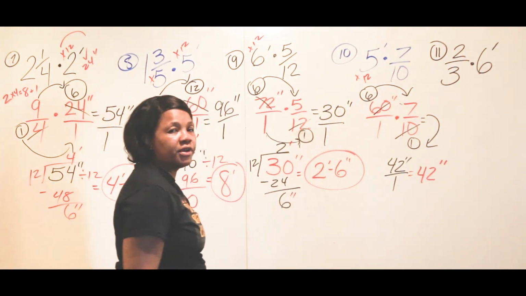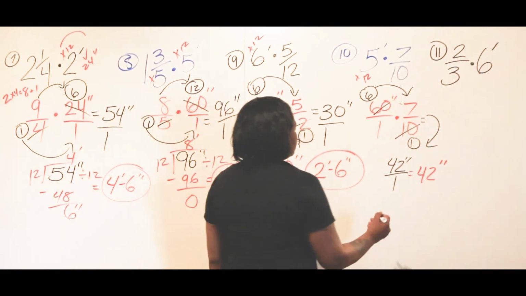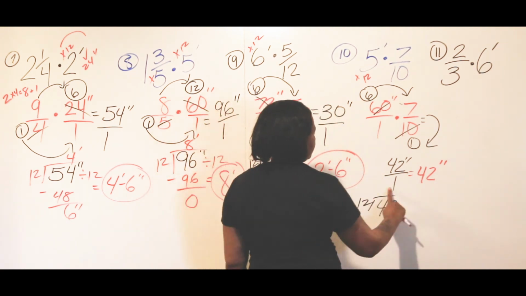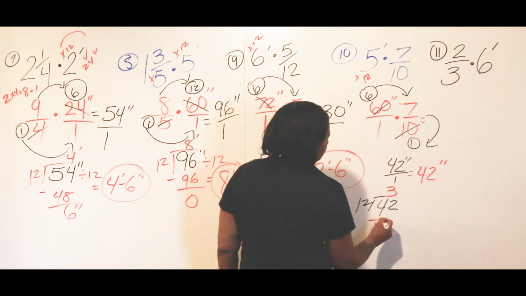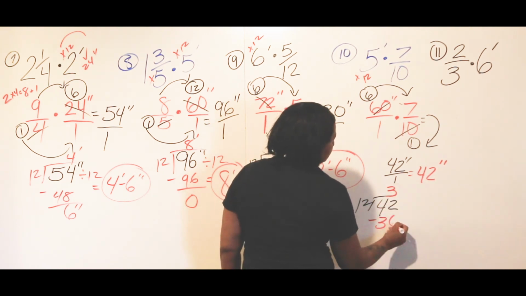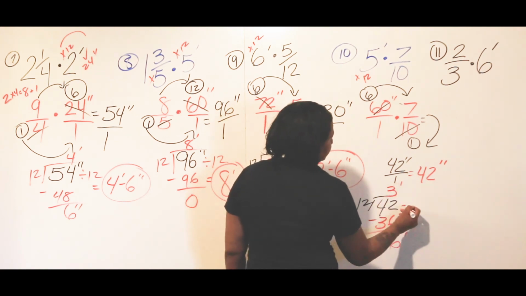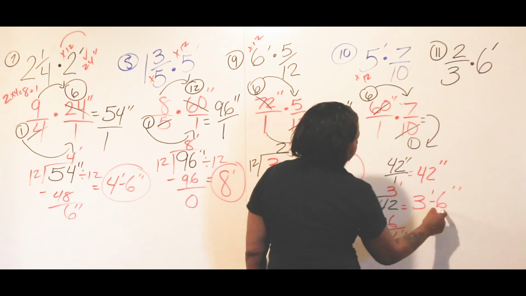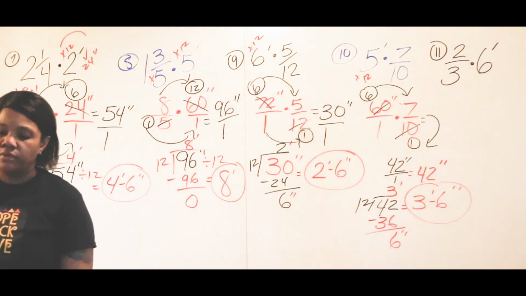Anytime we have 12 or more inches, we have to convert it to feet and inches. So we take that 42, divide it by 12, and find out how many 12s we can get out of 42. 3 feet, 6 inches. 36 plus 6 will take me right back to that 42 inches.